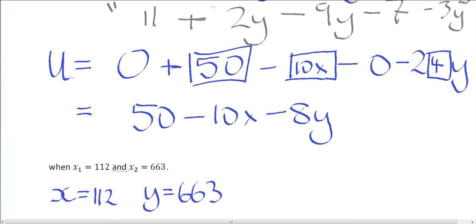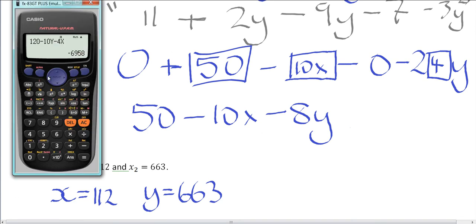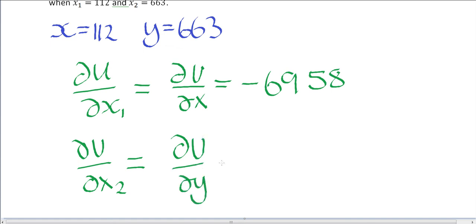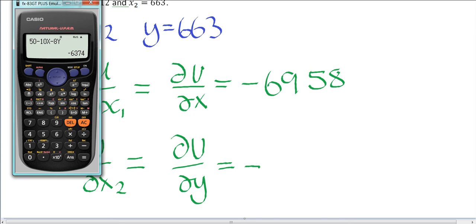Now I just repeat now for the y derivative, del u del x2, that's what I called the y derivative. Now I have a little problem. I meant to call that earlier. I should have called that del u del y. That was the y derivative of u. So the same idea, use the x and y buttons on the calculator. 50 minus 10 x minus 8, again make sure you press the alpha button, sorry, y, and I get minus 6374. Okay, so let's take that down onto our answer. Del u del x2, that's what I called del u del y, and we just found out that's minus 6374.